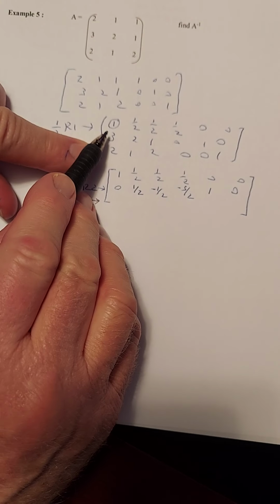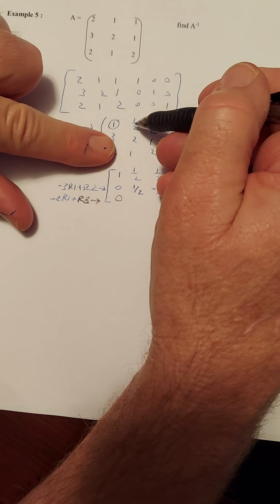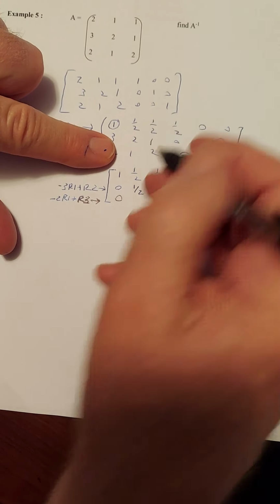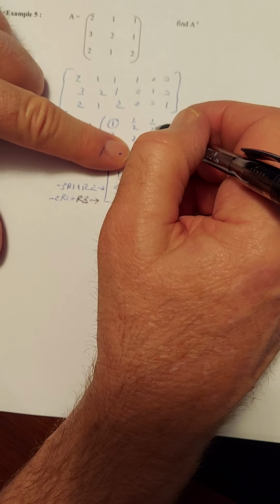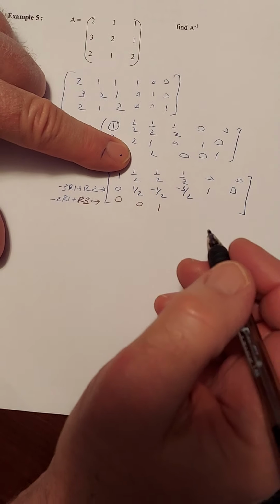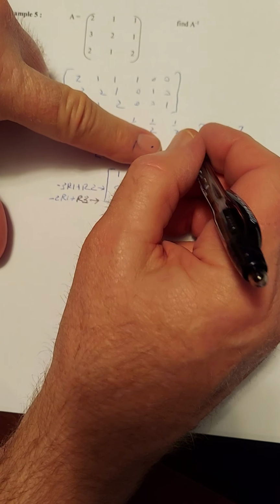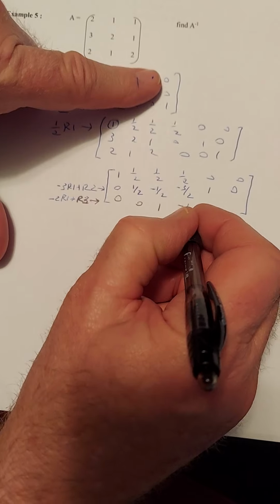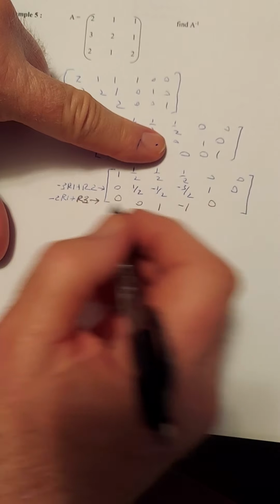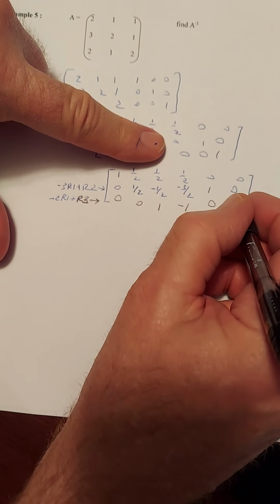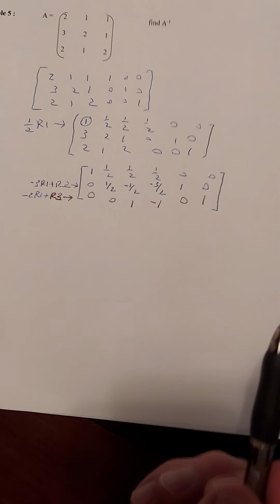Okay, so -2 times 1 is -2, plus 2 is 0. -2 times 1/2 is -1. -1 plus 1 is 0. -2 times 1/2 is -1. -1 plus 2 is 1. -2 times 1/2 is -1. -1 plus 0 is -1. -2 times 0 is 0, plus 0 is 0, and -2 times 0 is 0, plus 1 is 1. A lot of good things happen here. If you look at the bottom row, we're kind of done with that one.